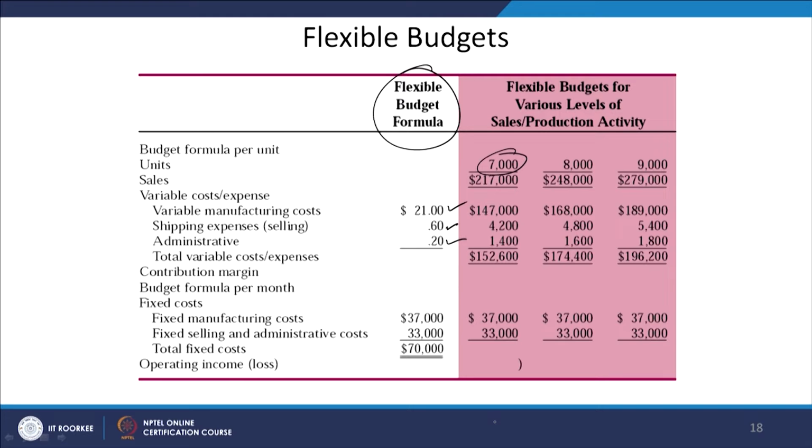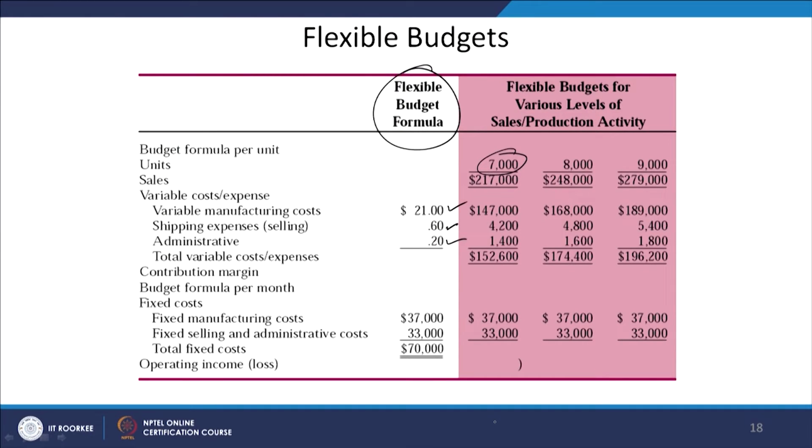in that case there is no problem at all, because we have already put the formula in the system. The moment you change the number of units from 7,000 to 7,500 or from 8,000 to 7,500, the system will automatically multiply it and we will get the flexible budget for the 7,500 units, which is at par with the actual production. So, we will be able to compare that for 7,500 units of production, what should be the total variable cost, what should be the shipping cost, what should be the administrative expenses, and what should be the total variable cost, right.